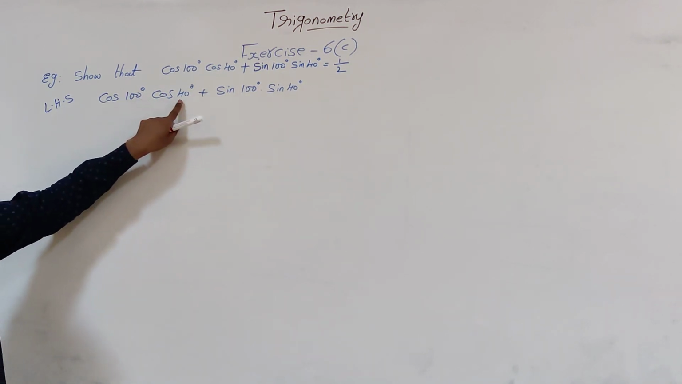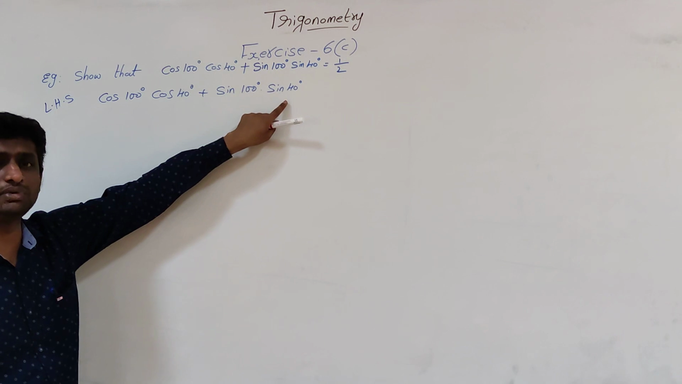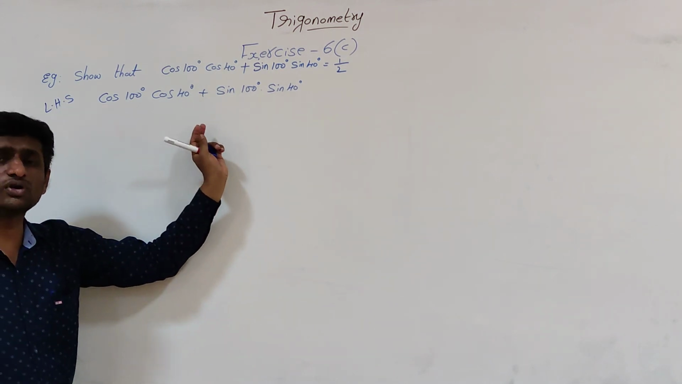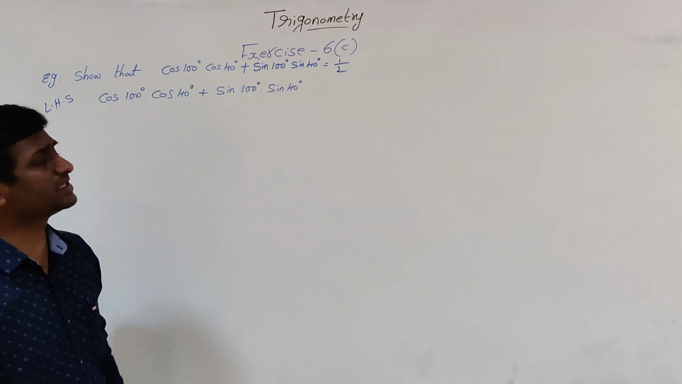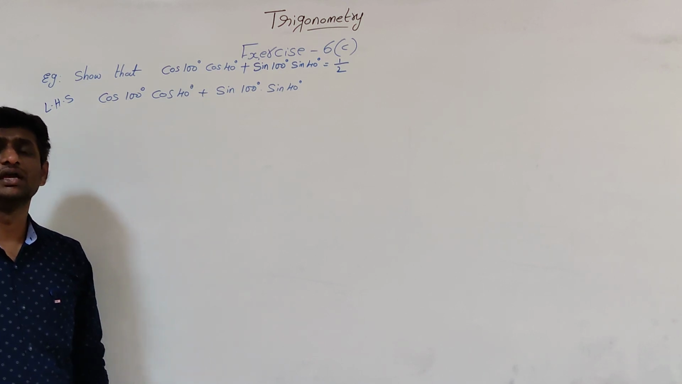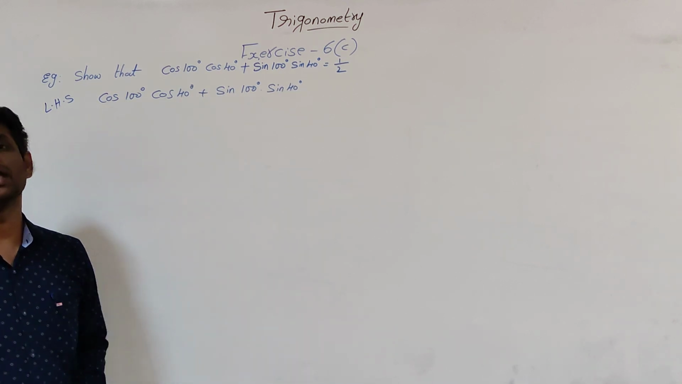Cos A cos B plus sin A sin B. So what is the form of cos A cos B plus sin A sin B? Yes, it is cos of A minus B.